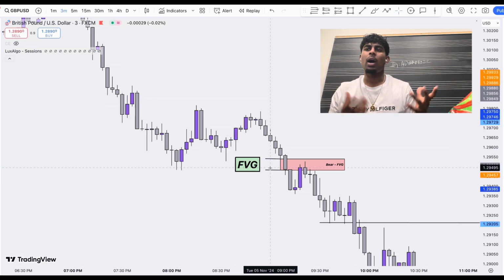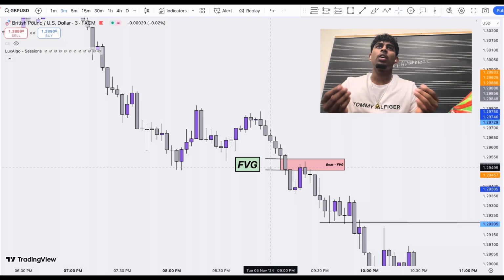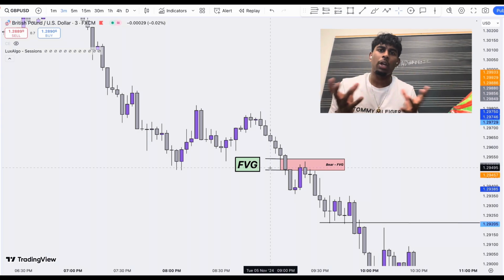So how do we use this? How can we actually make use of this fair value gap, right? But before we get into that, let's talk about who came up with this whole fair value gap thing.